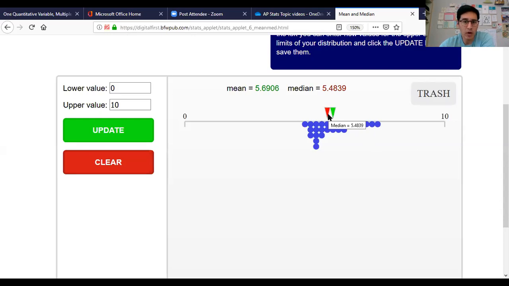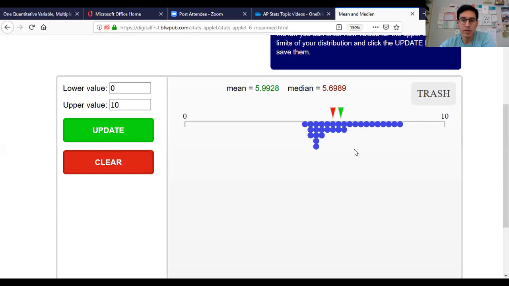Now, why is that the case? Well, the longer I make this tail, the more extreme values I'm adding to the distribution. And we know that means have to average everything together, including these extreme values in the tail. And since the tail is on the higher side, closer to 10, that's going to inflate the average. The median doesn't really care so much about the extremes. It's just focused on which dot is in the exact middle.